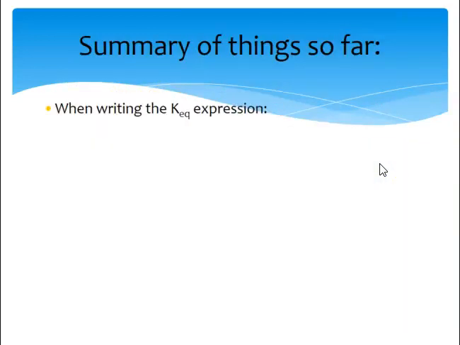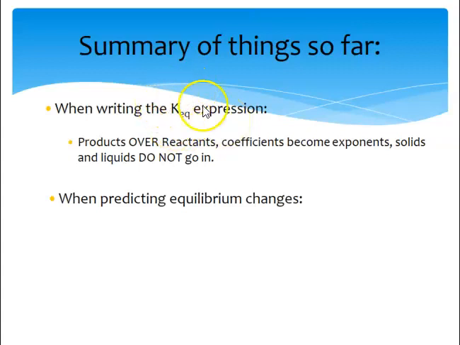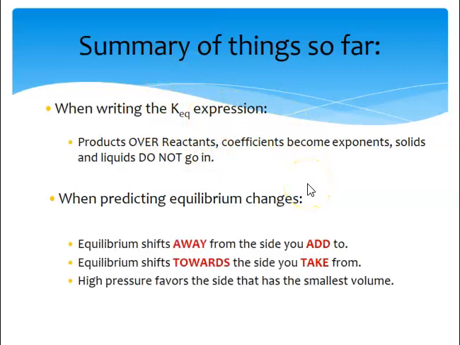So far, writing KEQ: products over reactants, coefficients become exponents, solids and liquids do not go in. I'm going to say it again. Products over reactants, coefficients become exponents, solids and liquids do not go in. If you know how to write KEQ, that's good, because there are lots of different types of KEQ, and we're going to go over those at the end of this chapter and into the next chapter. You're going to see some more KEQs, different flavors of KEQ is what I like to call them.